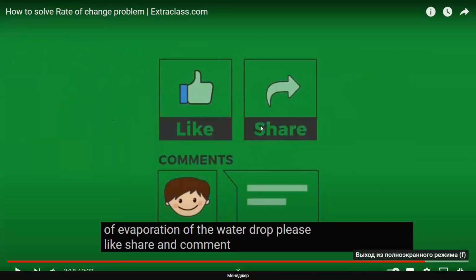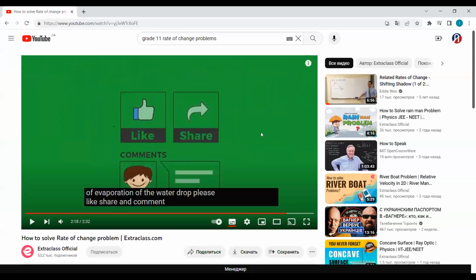In this video, you've seen one interesting example of using rates of change. For example, here we've been evaluating the change in surface area of a drop that evaporates. You see, problems could be much more complicated than just a car riding on a hill or something.